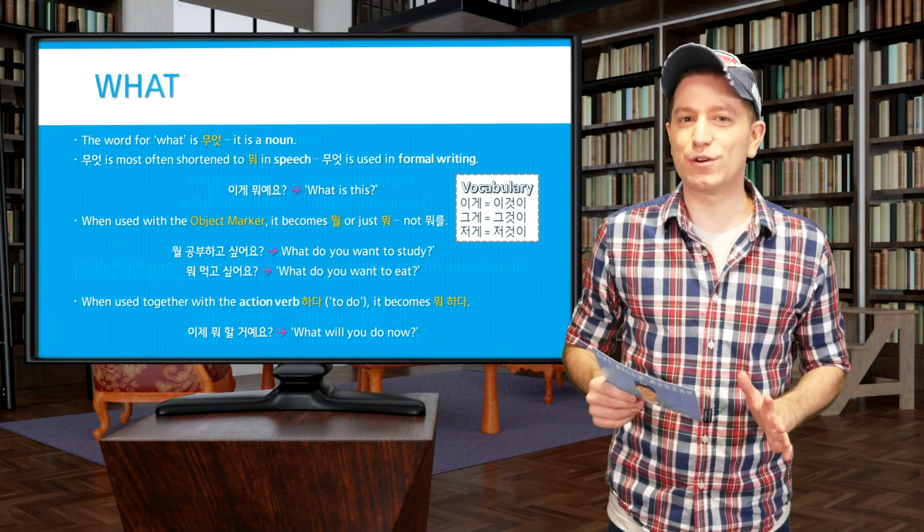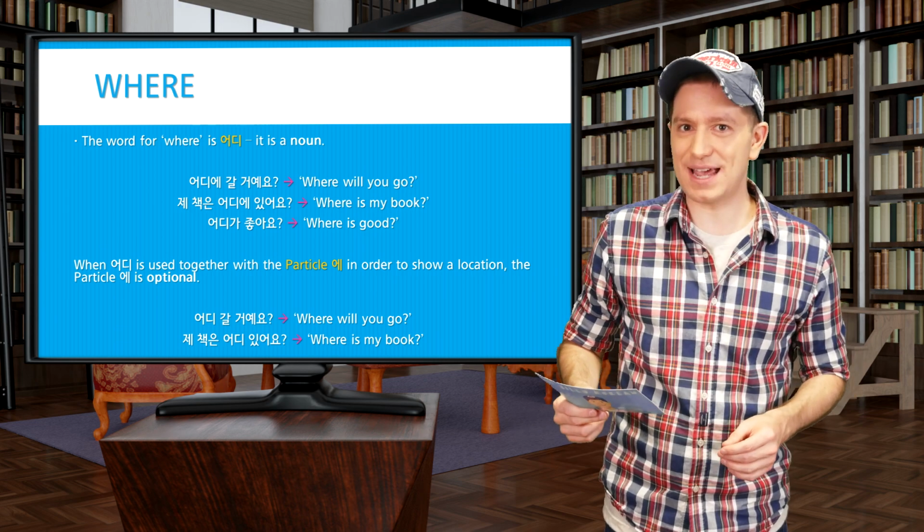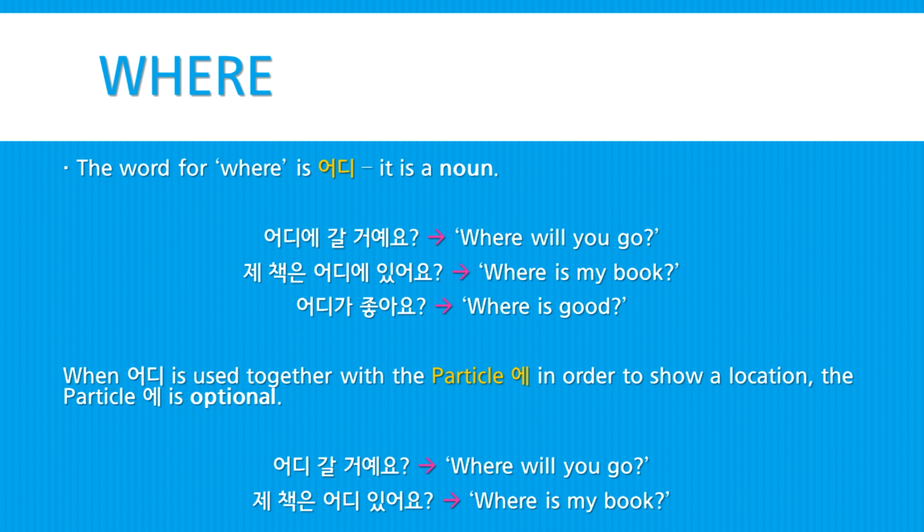Next, let's talk about the word for where. And the word for where is 어디, and 어디 is a noun. For example, 어디에 갈 거예요? Where will you go? Or, 제 책은 어디에 있어요? Where is my book? 어디가 좋아요? Where is good? And when 어디 is used together with the particle 에 to show a location, the particle 에 is actually optional. So you could just say, 어디 갈 거예요? Where will you go? Or, 제 책은 어디 있어요? Where is my book?